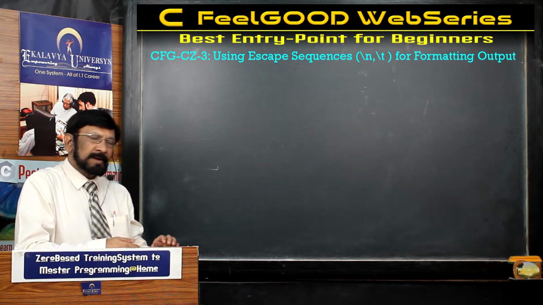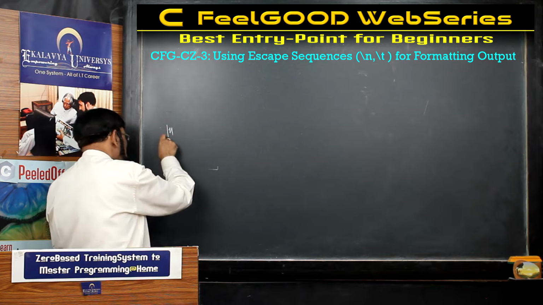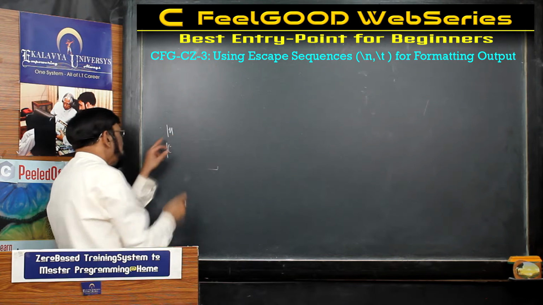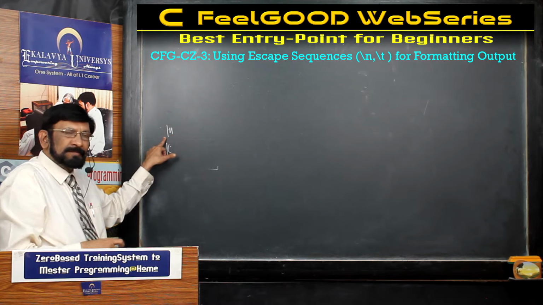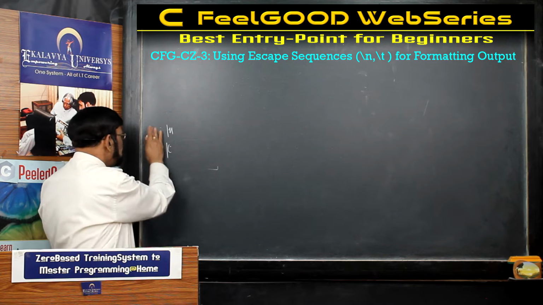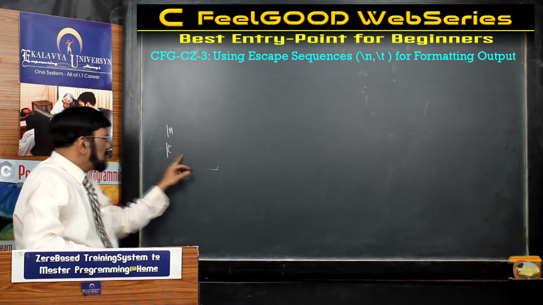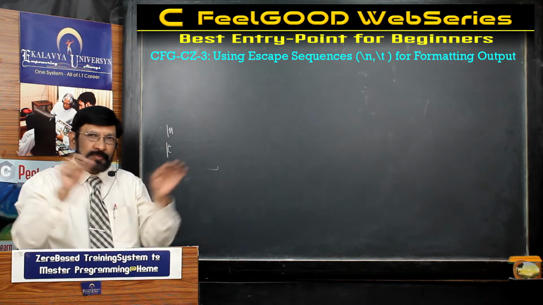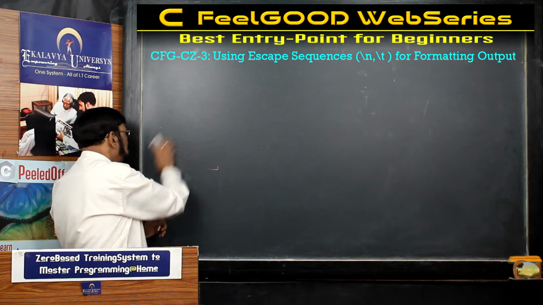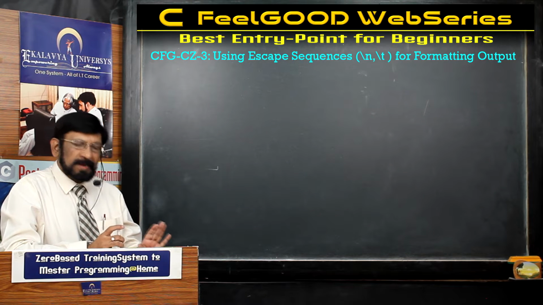The second one is the horizontal tab. This is the new line sequence, backslash and n, and this is the horizontal tab. Here, lowercase, this is backslash. Slash is like this, this is backslash. Don't confuse. And this is backslash and lowercase t. This is the horizontal tab. It creates a tab zone.